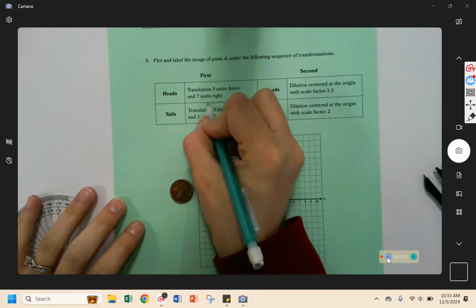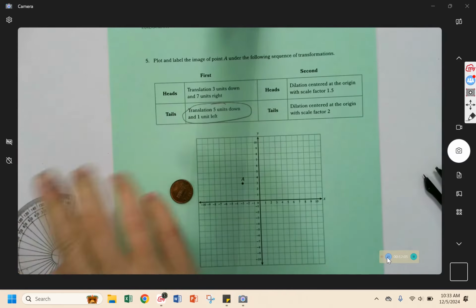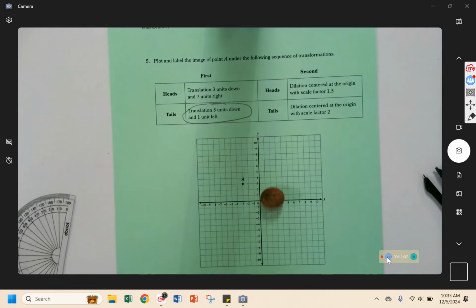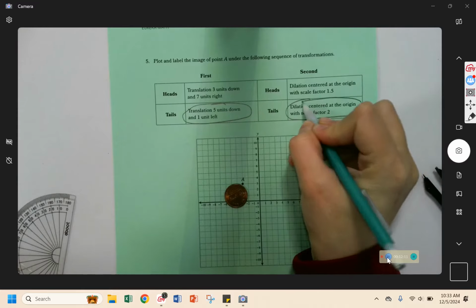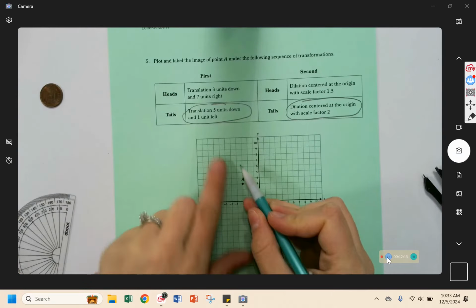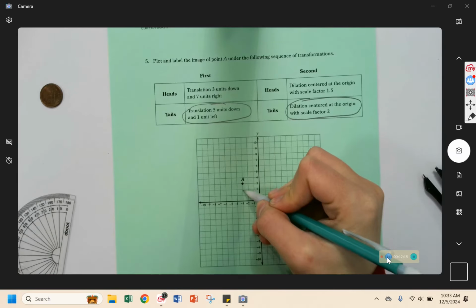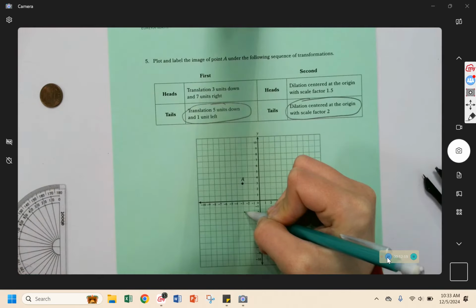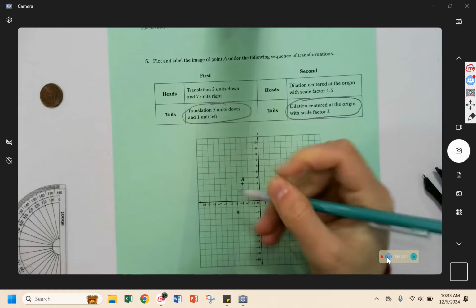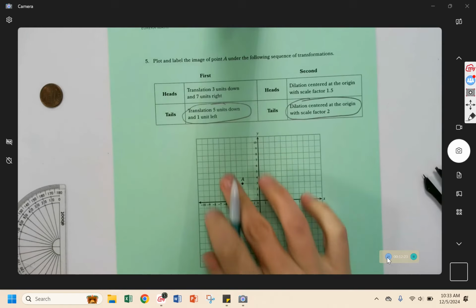Tails, and tails again. Alright, so we're translating 5 units down. So from here, go 5 down: 1, 2, 3, 4, 5, and 1 unit left. So here is A prime.